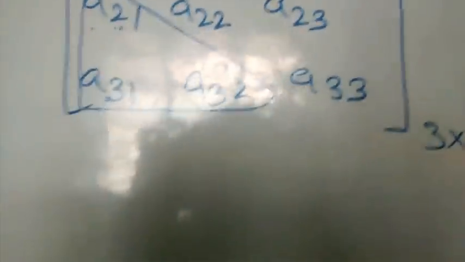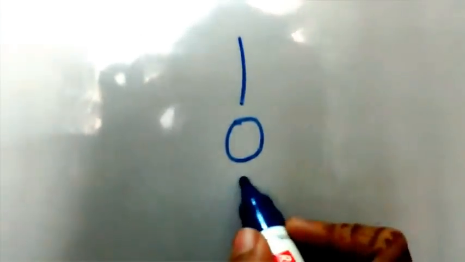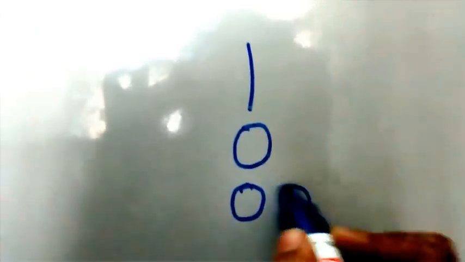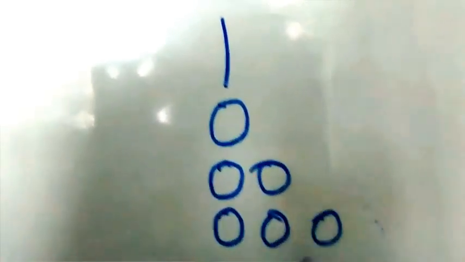In echelon form, the very first element has to be a non-zero element. As the rows increase, the number of zeros increases. The second row has a single zero, the third row has double zeros, and the fourth row has triple zeros. We have to make the lower triangle equal to zeros. That is when the given matrix is said to be reduced to echelon form.